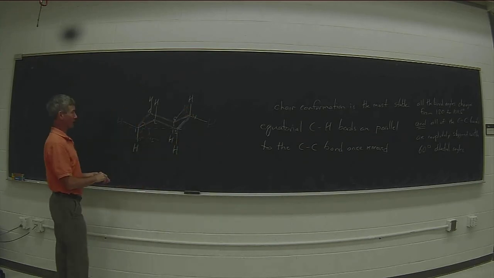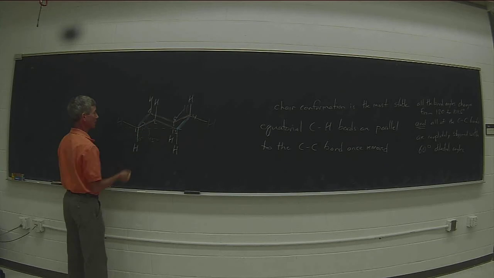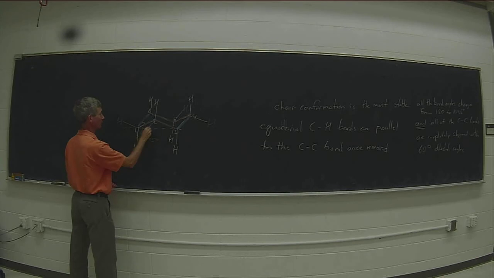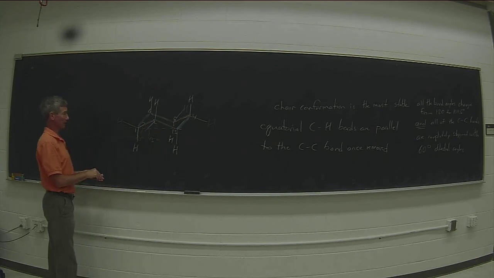Similarly, when I'm starting from carbon 2, I want to be parallel to the 1,6 bond and the 3,4 bond and pointing away from the ring. I want to come out like that.